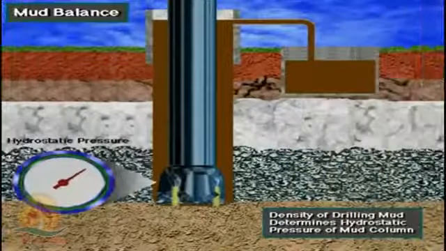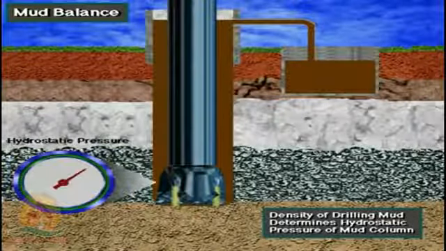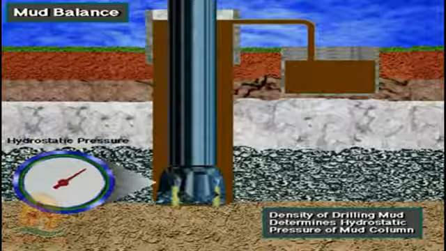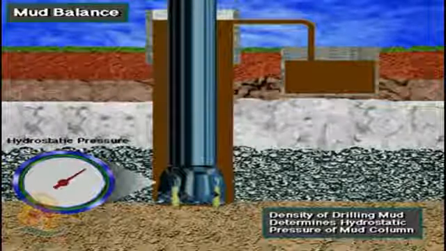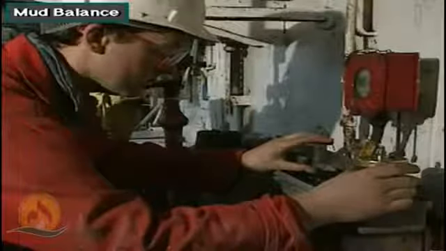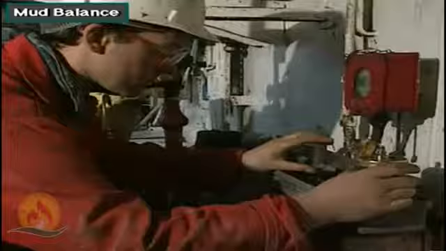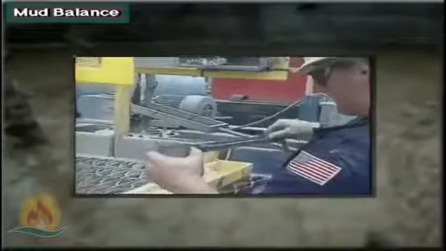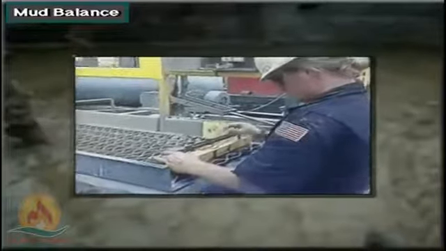The density, or weight per unit volume of the drilling mud, determines how much hydrostatic pressure the mud column exerts on the formation. It is therefore important to know the mud's density at all times. To determine mud density, the mud engineer or helper uses a mud balance.